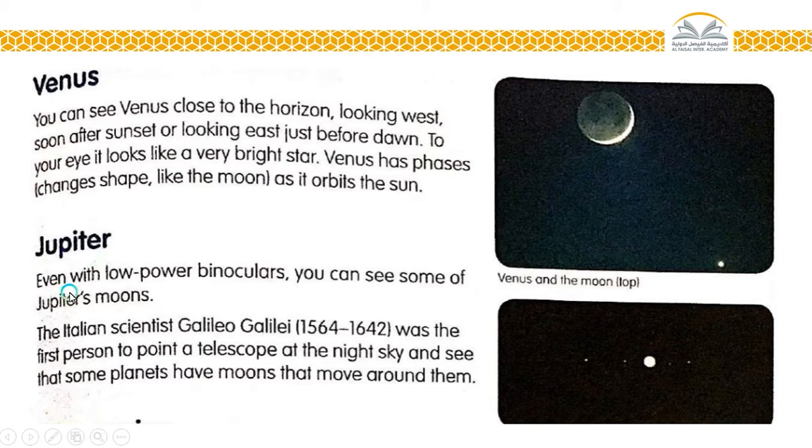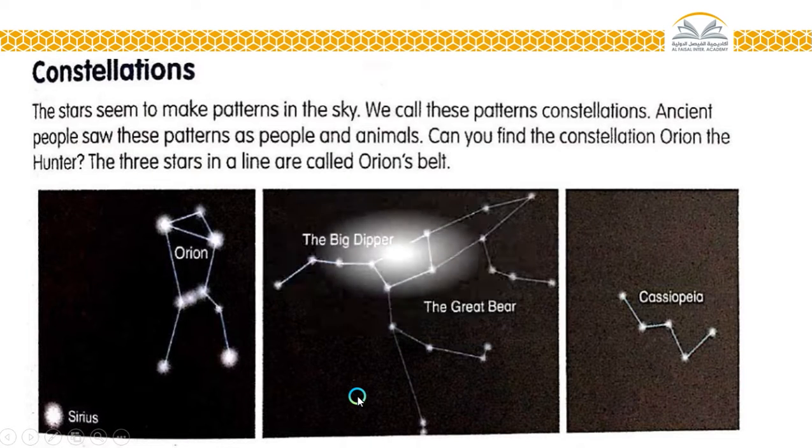Now Jupiter. Even with low-power binoculars, you can see some of Jupiter's moons. Look, using binoculars, those are the different moons of Jupiter. Galileo Galilei, 1564 to 1642, was the first person to point the telescope at the night sky and see that some planets have moons that move around them.